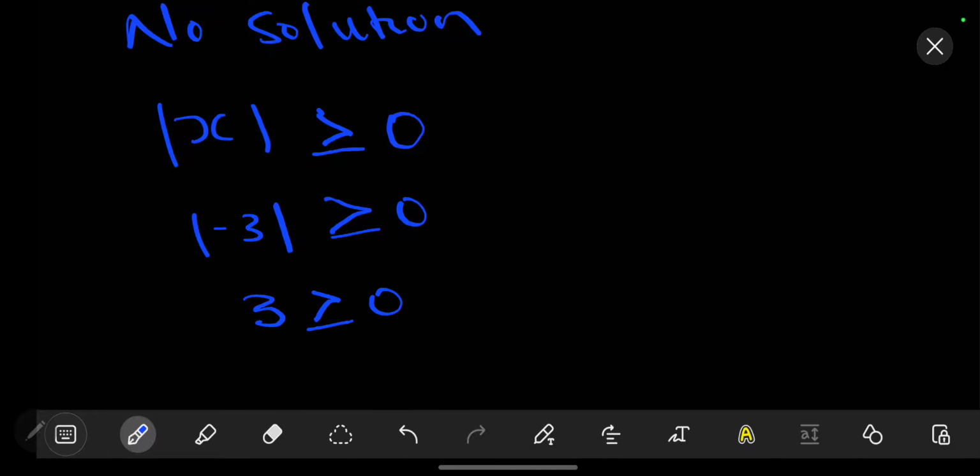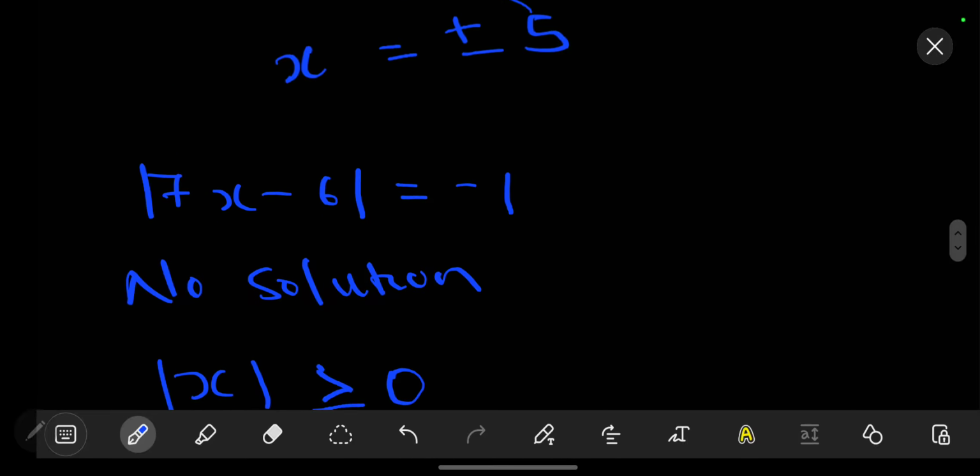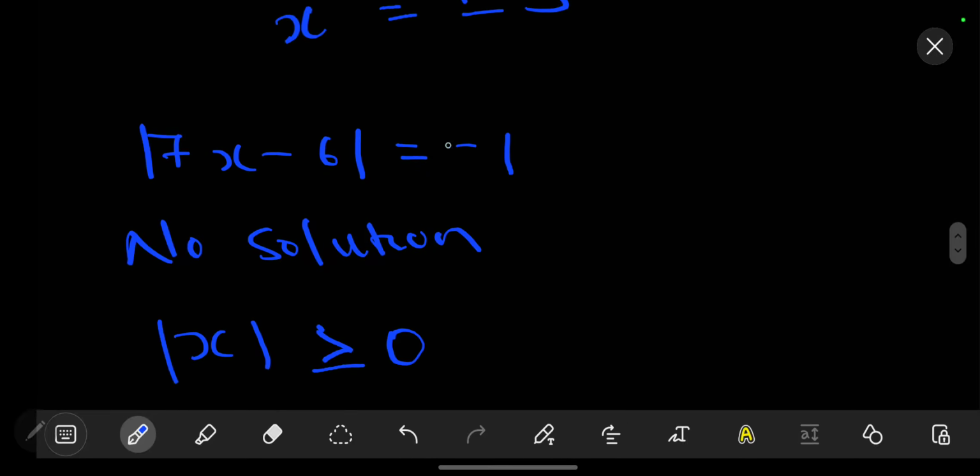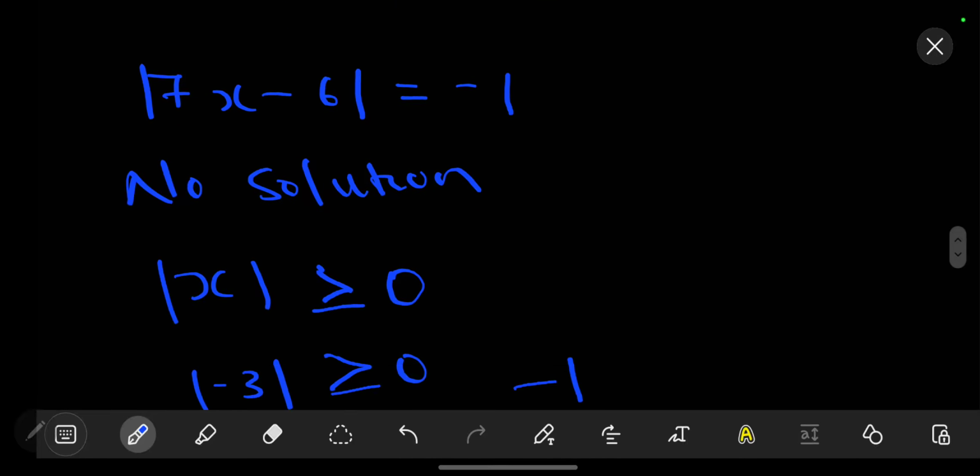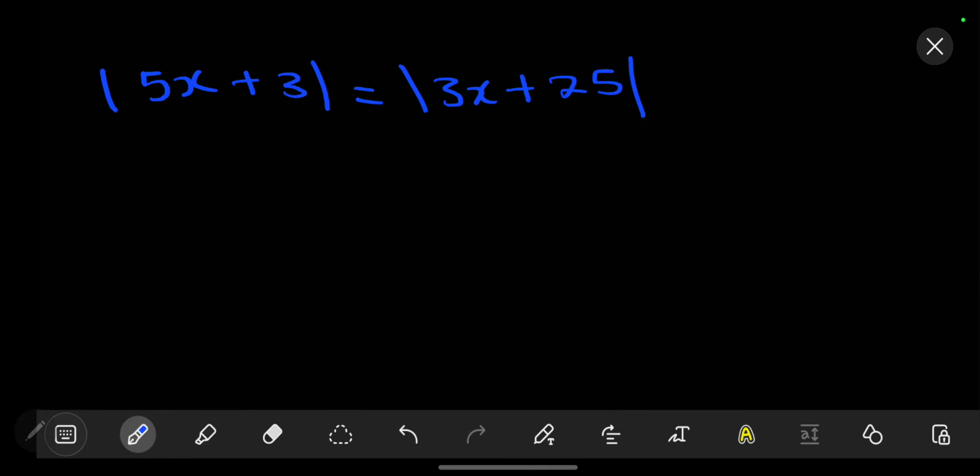So you should have a number that is greater than 0, not values such as -1 as your result on this side. If you just see a negative, it means to say you can't solve it. So let's look at our last problem. So let's say you have this problem. So how do you solve it?